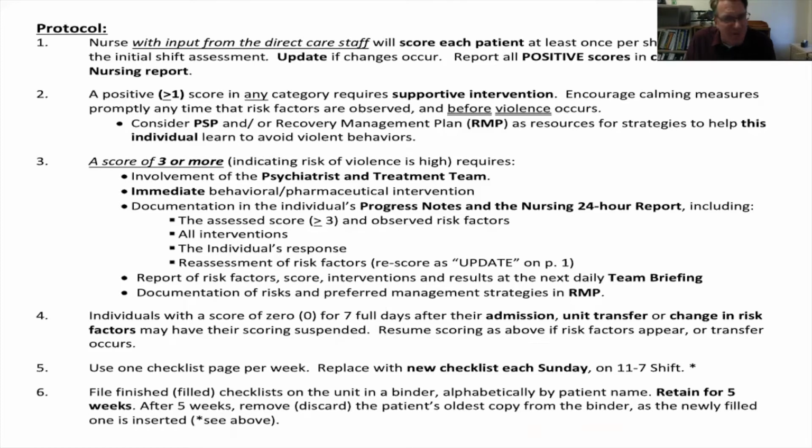And so the direct care staff have terrific information about patients. They spend more time with patients than anybody and are a wealth of information, in my opinion. So the nursing with them score each patient. All positive scores are reported in the cross-shift nursing report, and any positive score above 1 in any categories requires a supportive intervention. And so here you have some flexibility. The recommendation is you seriously consider the personal safety plan, patient safety plan, because this is already an individualized list of interventions for that person that was developed with that person. And also options are to look at the recovery management plan as sources for strategies.